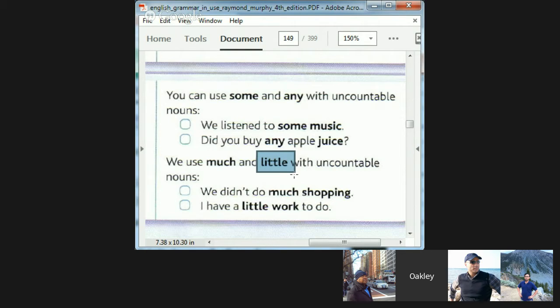Sometimes we use a little bit. I have a little work to do. I have a little bit of work to do. But I can't say I have few works to do. It doesn't make sense. I simply can't make it plural, so it's just not going to work.